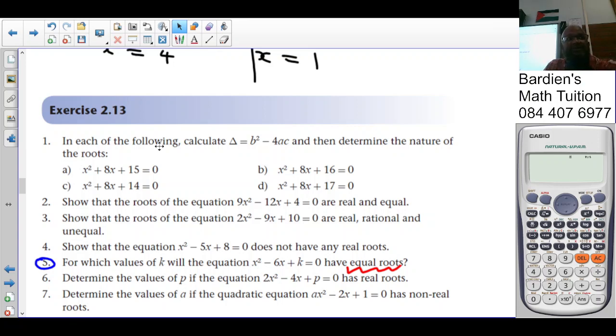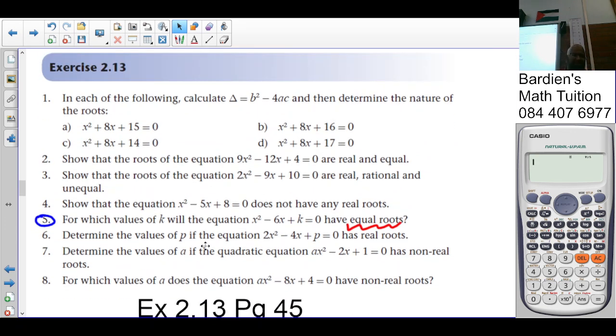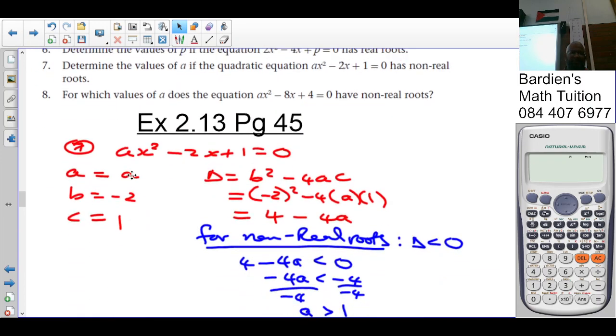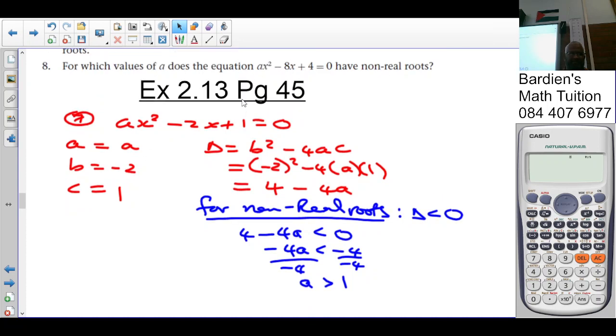Right, you sorted? Right, 2.13. You had to do the even ones. Any issues there? Yes, Michael. Number 8. Any other problems? No. Okay. 2.13, number 8.